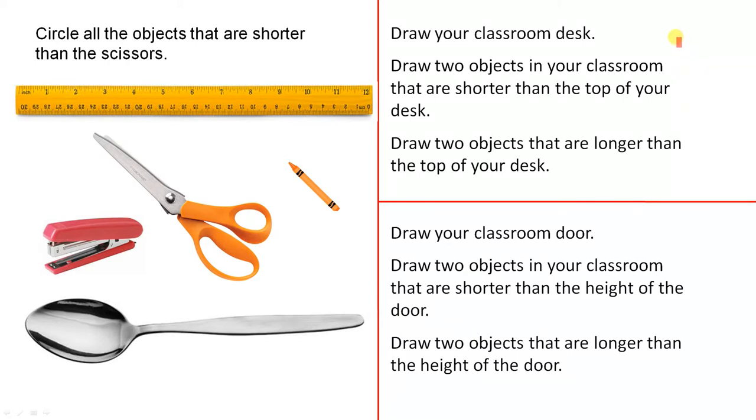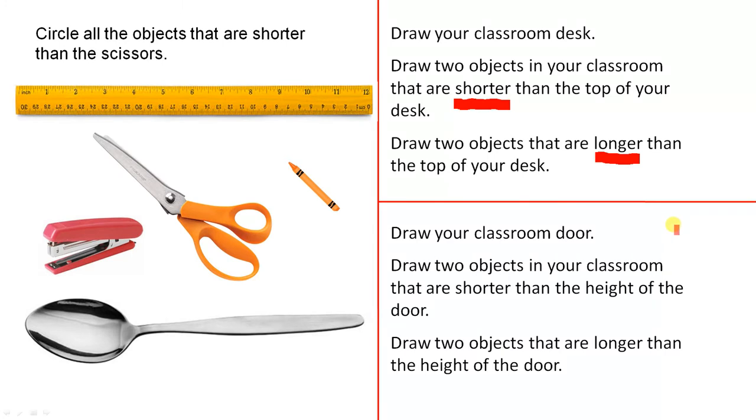Here are some suggestions to help students with length. Draw your classroom desk. Draw two objects in your classroom that are shorter than the top of your desk. So these objects are shorter. Draw two objects that are longer than the top of your desk. So these two objects are longer.